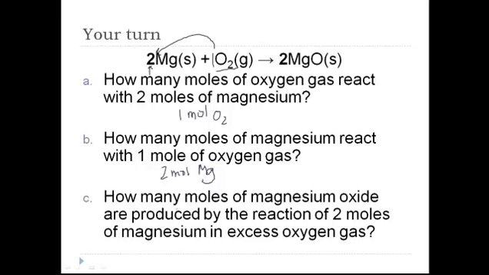And finally, how many moles of magnesium oxide are produced by the reaction of 2 moles of magnesium in excess oxygen gas? The very last part of this problem, the in excess oxygen gas, don't worry about that. All it means is that you won't run out of oxygen gas. So we're just going to ignore that. So 2 moles of magnesium, and we want to go from magnesium to magnesium oxide. For every 2 moles of magnesium, there are also 2 moles of magnesium oxide. There it is.